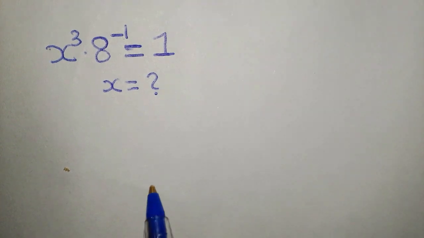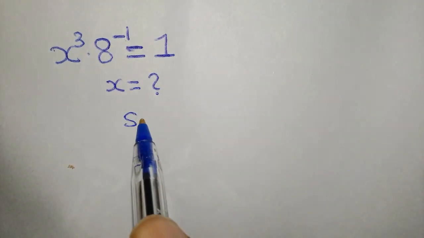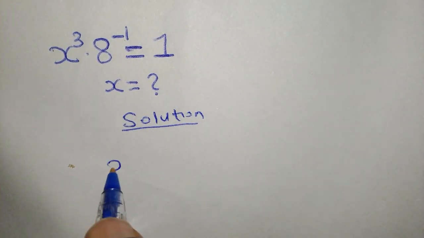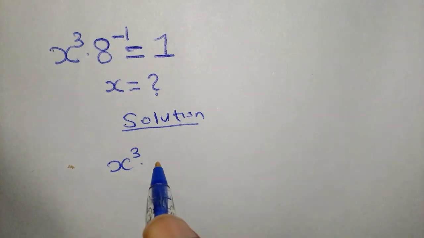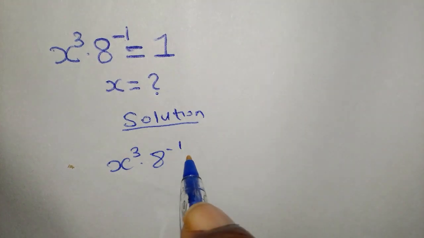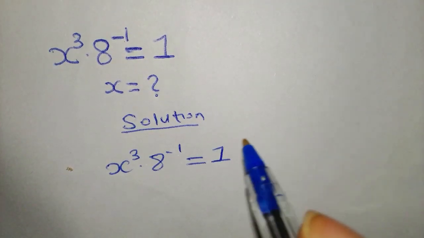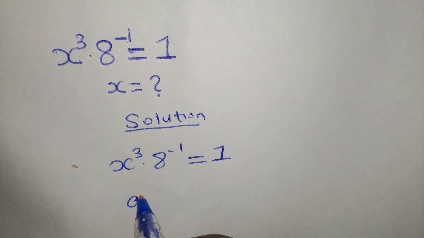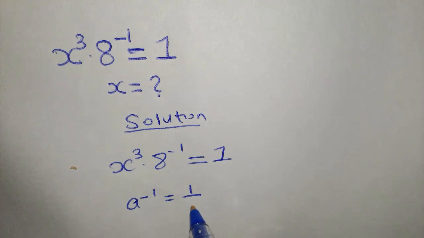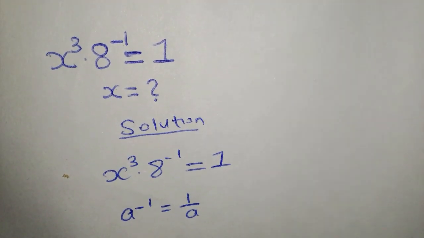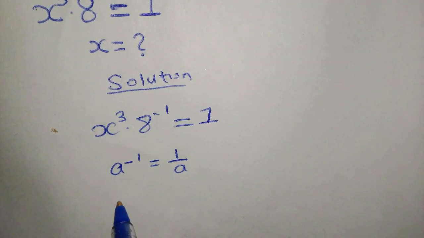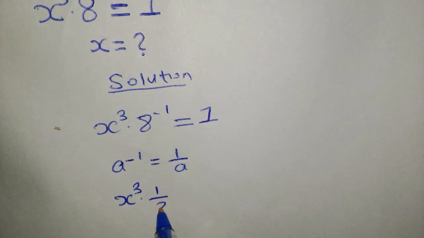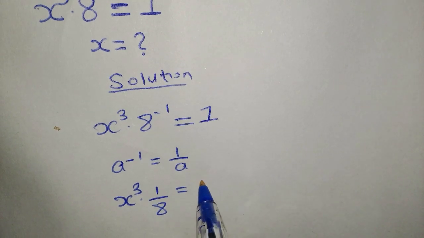So let's provide a solution to this. Solution. Okay, x to the power of 3 times 8 to the power of minus 1 equals 1. From here we are going to apply the rule that says a to the power of minus 1 is equal to 1 over a. If we put that rule there, we have x to the power of 3 times 1 over 8 equals 1.